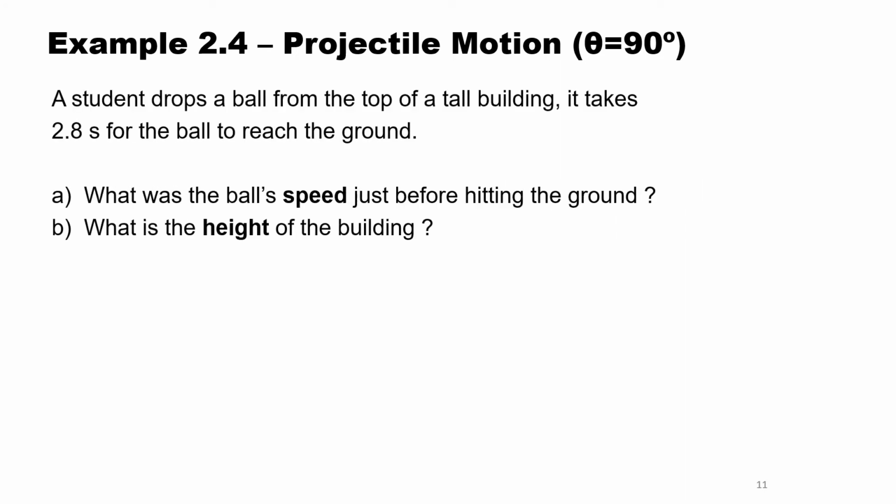Now example 2.4. A student drops a ball from the top of a tall building. It takes 2.8 seconds for the ball to reach the ground. We consider that when the student drops the ball, initial velocity is 0 meters per second. Question A, what was the ball speed, or final speed, just before hitting the ground? Question B, what is the height of the building?